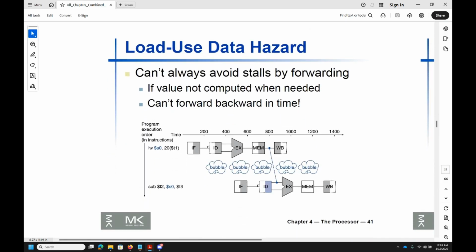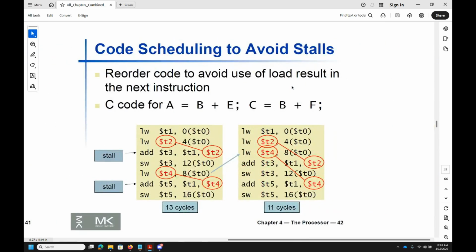Load-use is again when a value is not computed when it's needed. Loading data involves memory, which is obviously slower than register-level operations. You cannot go backwards in time, so that hazard will still be there. Here is an example of code scheduling. This is the type of intelligence you can build into the compiler, to reorder the code in order to avoid this.